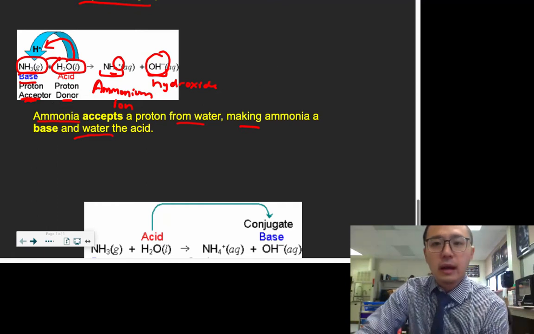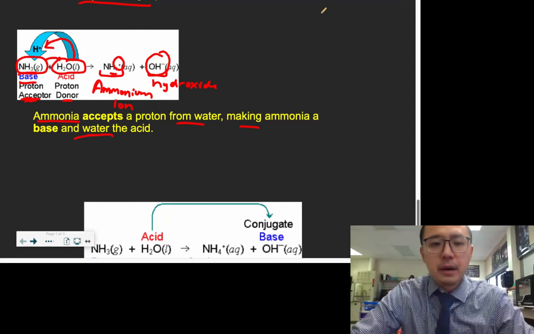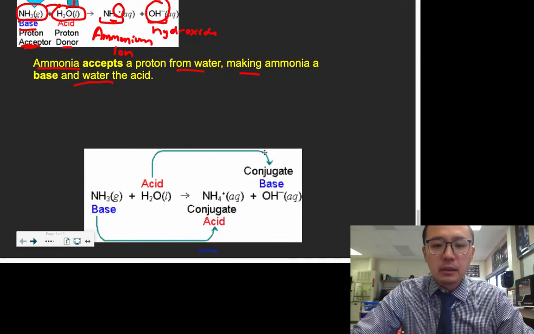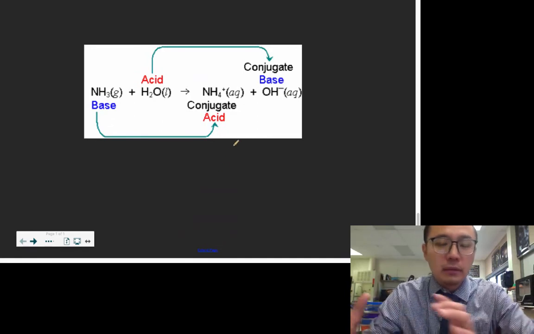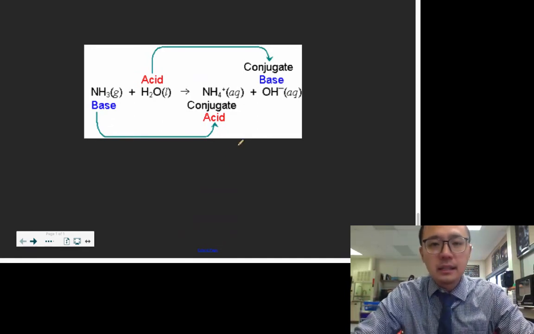All right, so this is your introductory video. Watch the next one about how we name the conjugate base and conjugate acids, because that's where you can look at the products side and see how it becomes the base and how it becomes the acid.